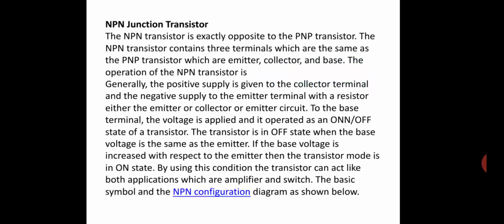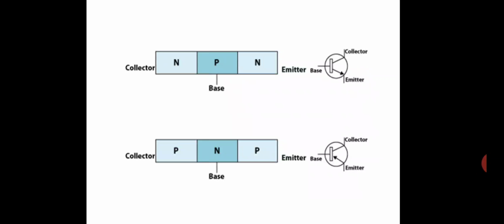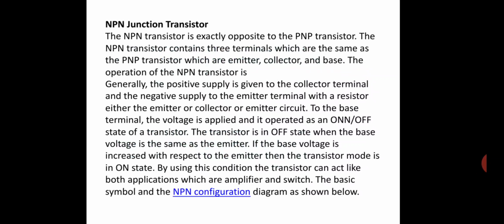The basic diagram is this: the PNP transistor here, P and P. Common is the base, N type, the collector is P type, the emitter is P type, and charge always flows from emitter to collector.